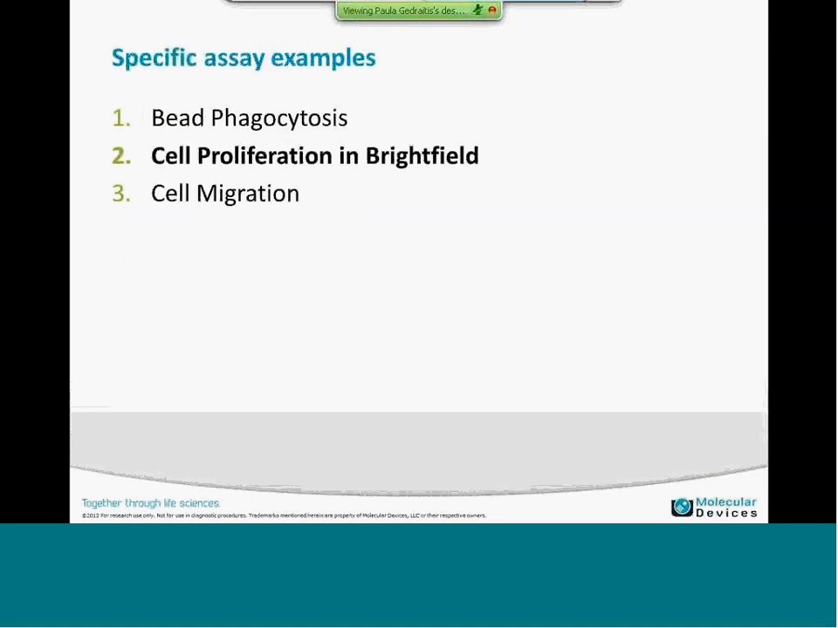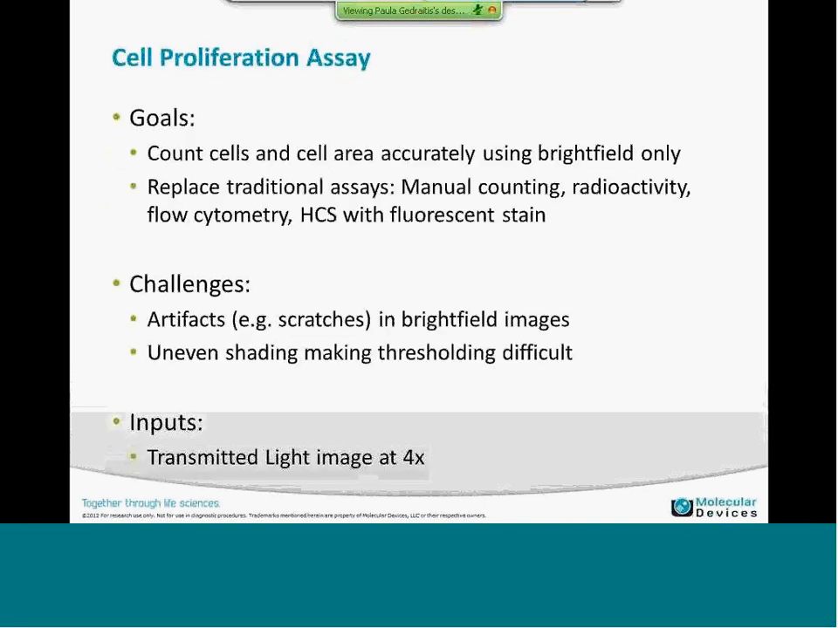Okay. This example I'm going to show you is a cell proliferation assay, which was done in bright field because for whatever biological reasons we did not want to use a fluorescent stain on these particular samples. We wanted to keep them alive and not put anything toxic on them. The goal of this assay is to count the cells and the area covered by the cells accurately using bright field only, or be done with phase contrast. And this will replace various traditional assays, including ones with a fluorescent stain, which in the past has been sometimes difficult to quantify using bright field only.